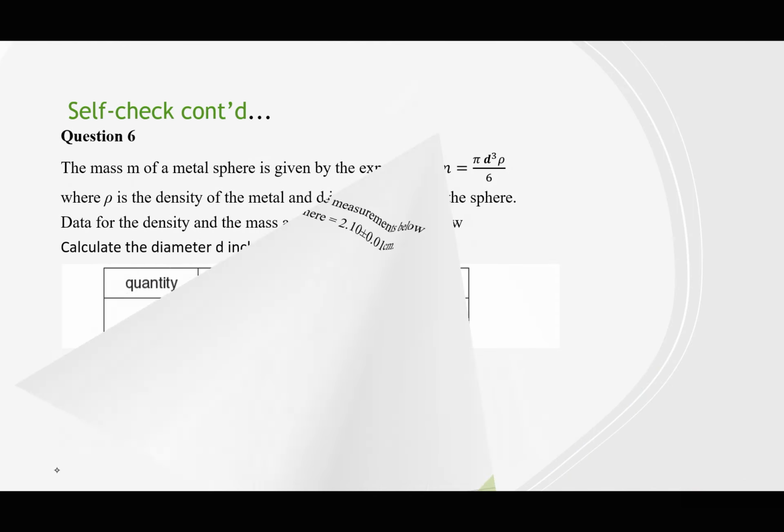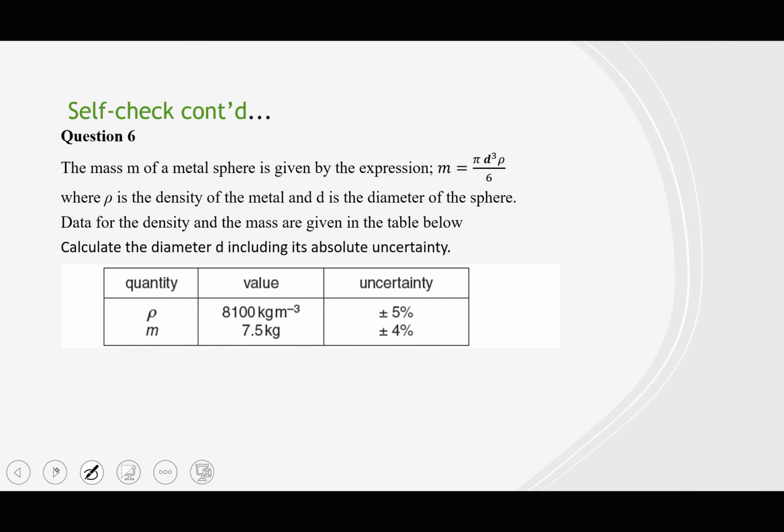Lastly, number 6. The mass m of a metal sphere is given by the expression pi d cubed rho over 6, where rho is the density of the metal and d is the diameter of the sphere. The data for the density and the mass are given in the table below. Calculate the diameter d, including its absolute uncertainty.